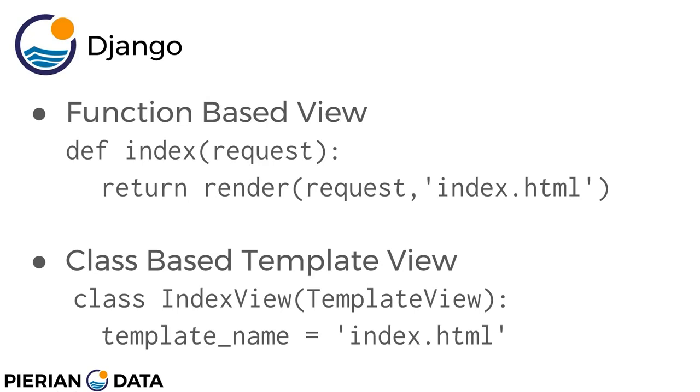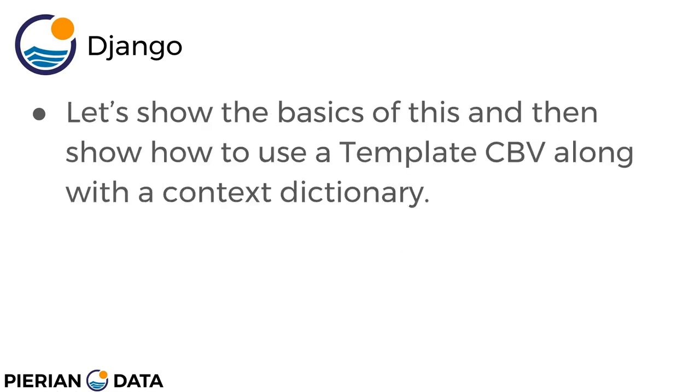For a class-based template view, it's also really easy, and I would argue even easier than that function. You just create the class, call it whatever you want, in this case we'll call it IndexView, and you inherit the TemplateView object after importing it, and then you just set the class object attribute template_name equal to whatever template you want to return, in this case index.html. Okay, let's show the basics of this and also show you how you can use a template class-based view along with a context dictionary. I'll hop over to the editor and get started.